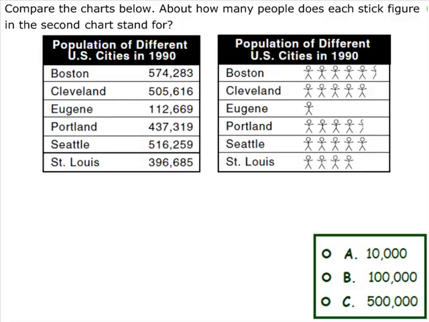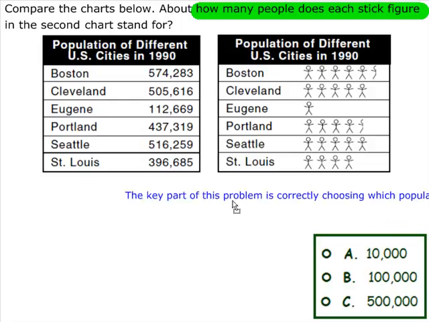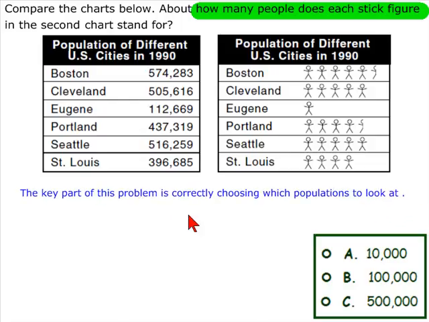And in the second sentence here, we read about how many people does each stick figure in the second chart stand for. So that part, how many people does each stick figure, is the key part of that question. So when we look at the populations in this table, in this chart, we see numbers. And in this chart we see stick figures. So the key part of this problem is correctly choosing which populations to look at.